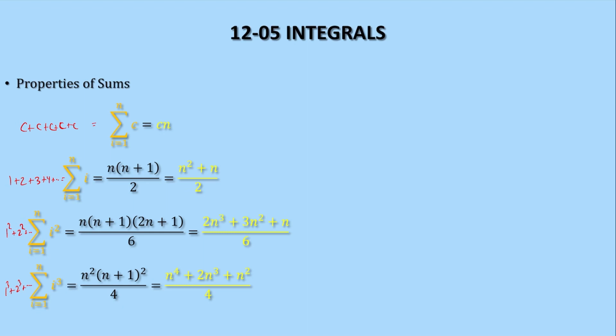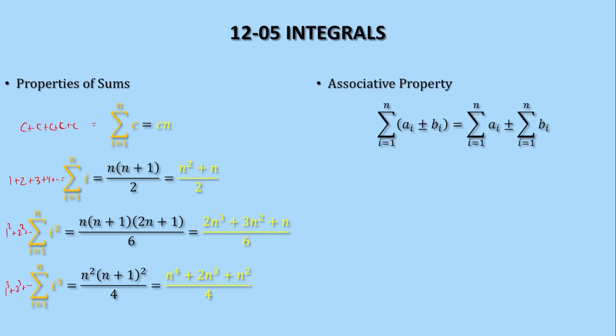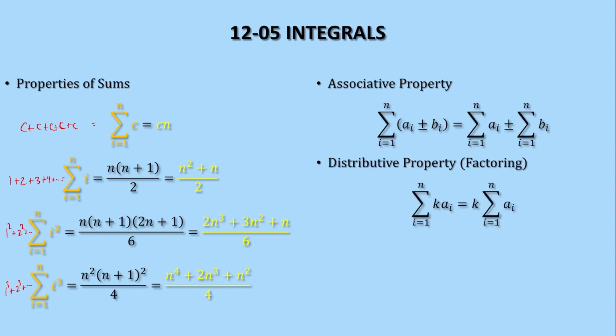Well, these sums have properties. It's adding, so it has all the properties of addition. It has the associative property, which means we can group it differently. We can either add the functions together first and then do the sum, or do the sum of each function separately and then add them together. We also have the distributive property. If you're multiplying the function by a number, k, it's the same thing as doing the sum of the function first and then multiplying by k afterwards. It's just distributing because every term would have k.